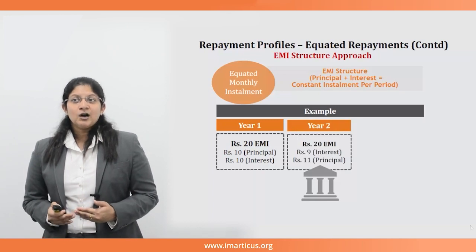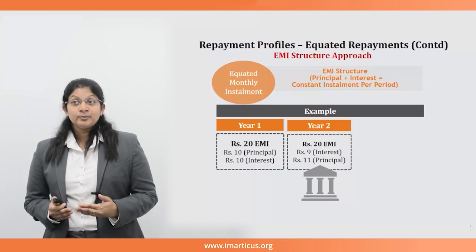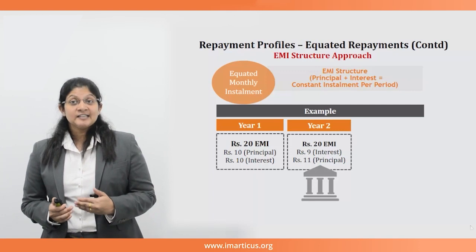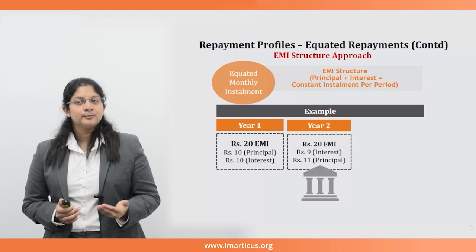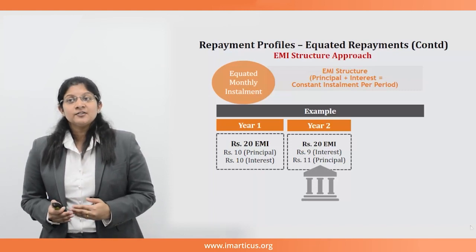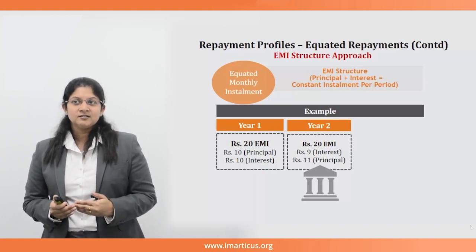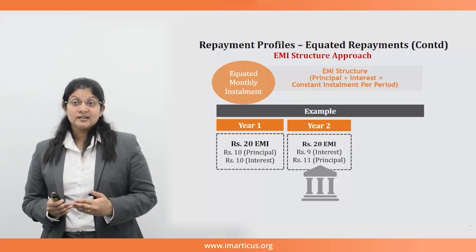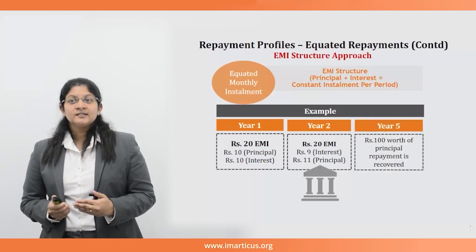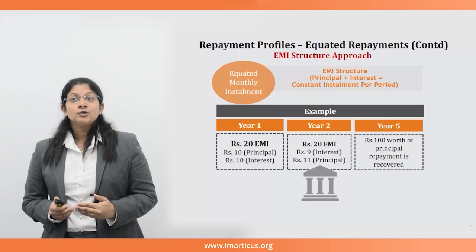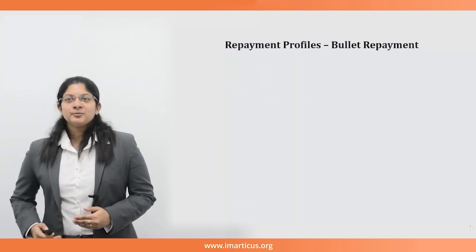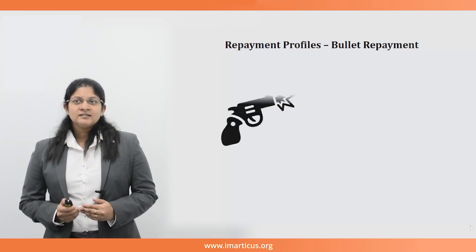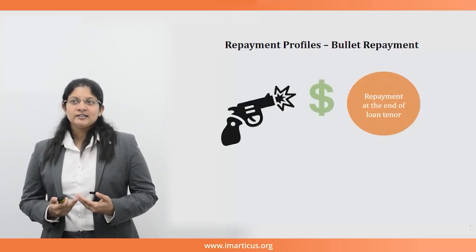In year 2, out of the installment of rupees 20, rupees 9 is the interest, that is 10% of the balance rupees 90, since 10 represented principal repayment in the previous year, and rupees 11 represents the principal repayment of the current year. The total cash outflow is again only rupees 20. In this manner, at the end of year 5, total rupees 100 worth of principal repayment is recovered. Another repayment profile is the bullet repayment. This is simply repayment at the end of the loan tenure.